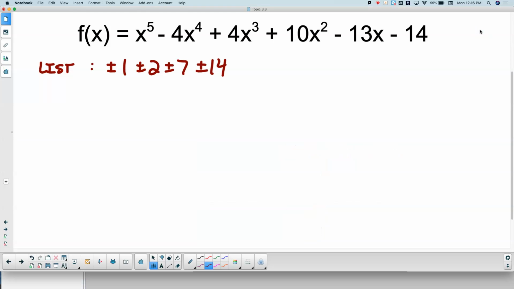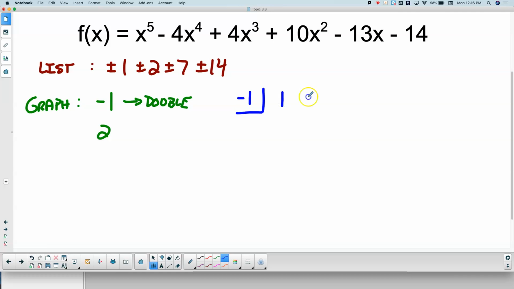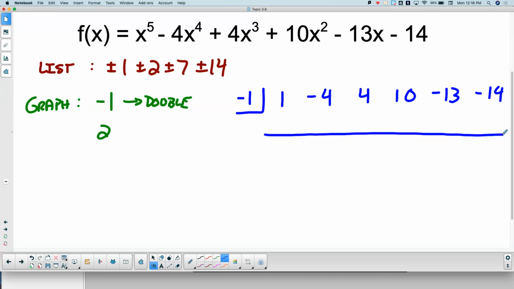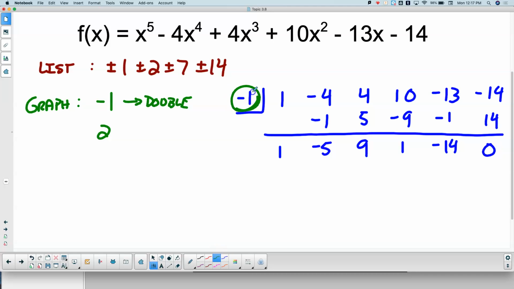So from our graph, we would say here that -1 is a double and +2. Okay, so let's put -1 into it. So that's going to be 1, -4, +4, +10, -13, -14. And we drop it like it's hot. Add 5 is 9, -9 is 1, -1 is -14, +14 is 0. Love it. So -1 is a 0. We found that. We knew that off of it.